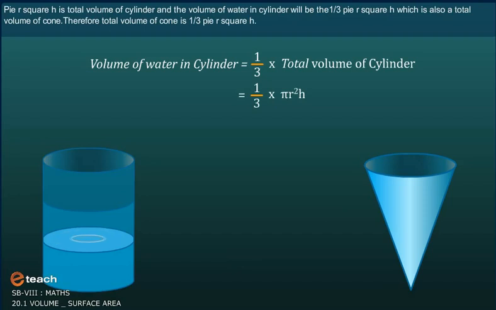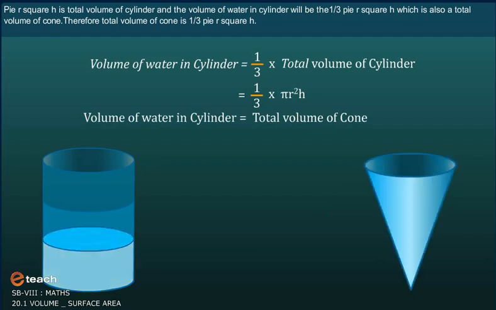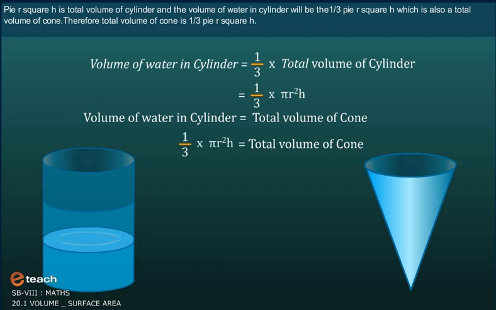Pi r square h is the total volume of the cylinder and the volume of water in the cylinder will be 1 by 3 pi r square h, which is also the total volume of the cone. Therefore, the total volume of the cone is 1 by 3 pi r square h.